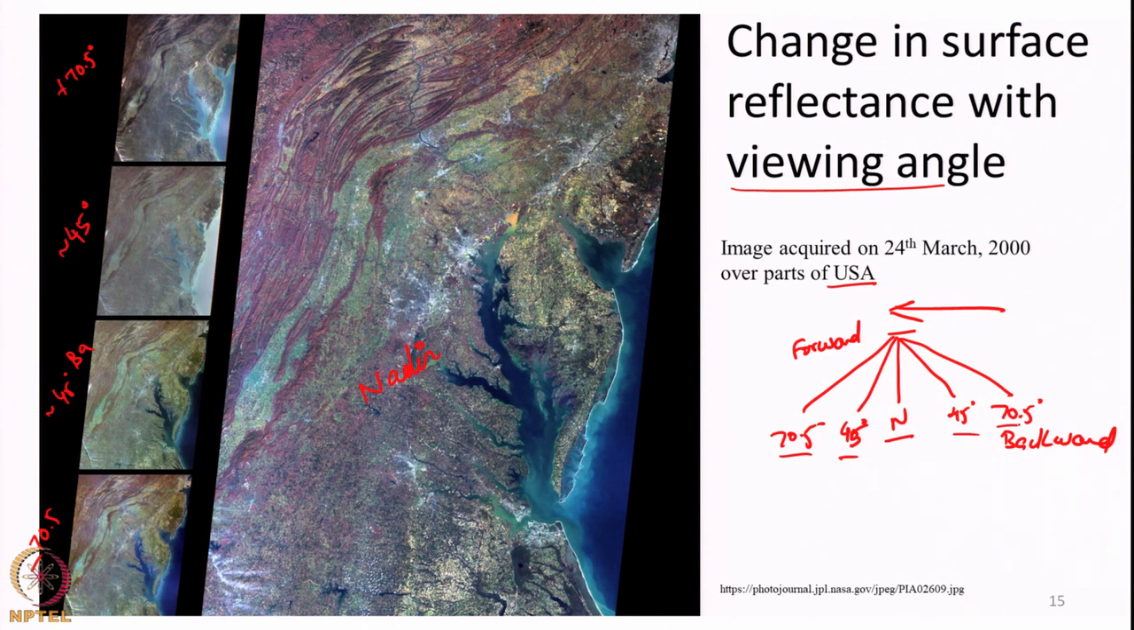We can clearly see the same terrain, even when imaged at different viewing angles, appears completely different. This is a combination of three different bands to provide a color image, but still the color appearing in the image looks much different. Here the ocean looks a little different, in this image the ocean looks very different, here we have some purple patches, whereas in this image it is not there. So the viewing angle makes remote sensing observations a little bit complex.